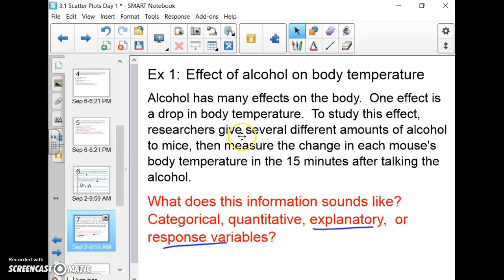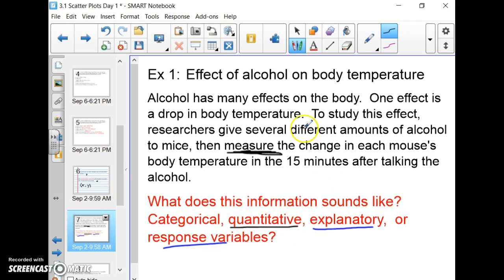But if you look at the prompt, there are several different things going on here. Most importantly, what are they researching? What are they studying here? It's talking about the effects of alcohol, right? So we have the effects of alcohol, and they're measuring that. Measurement typically is a huge indicator that we're talking about quantitative.